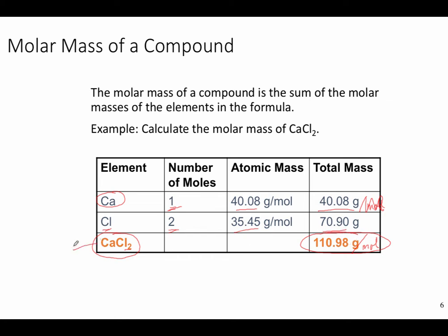So this is a formula unit, which is the smallest whole number ratio of ions in an ionic compound.